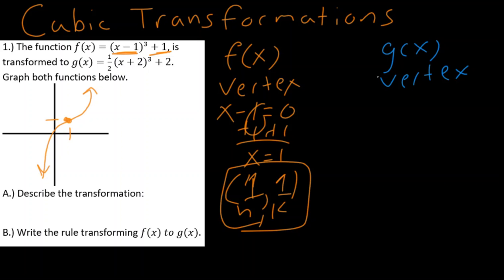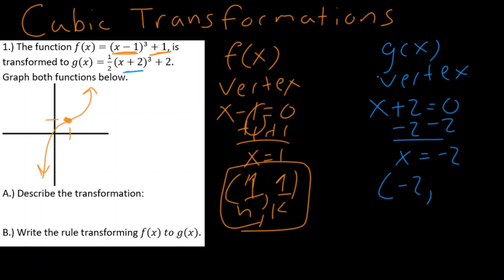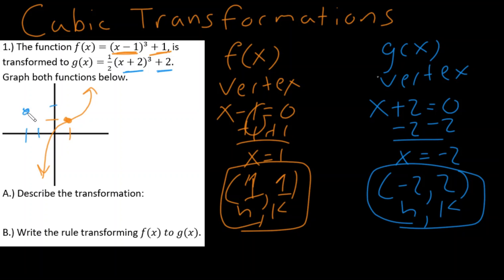G of x. Here, inside of our grouping, we have x plus 2, which we set equal to 0. To get x by itself, we'll subtract 2 from both sides, and x is equal to negative 2. Our vertex is at negative 2, comma, positive 2. That is our h, comma, k. Okay, so I go to the left 2, and I go up 2, and we're right here.